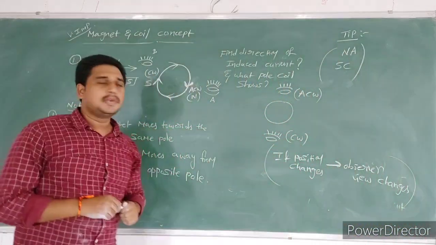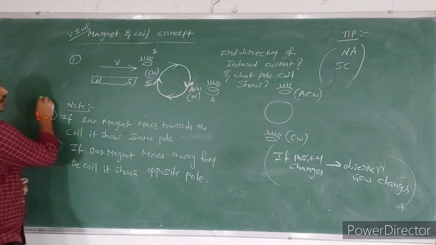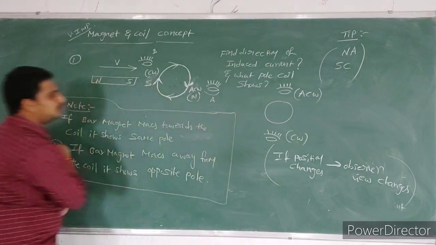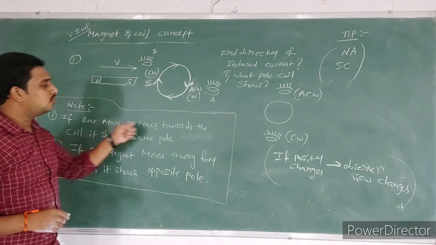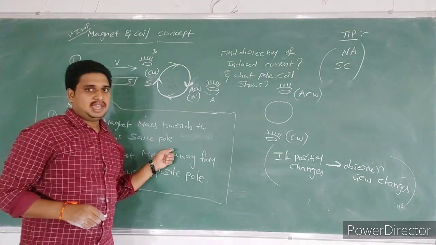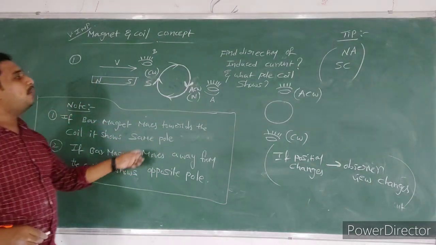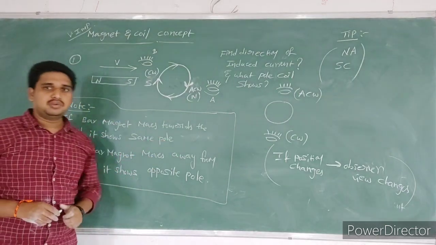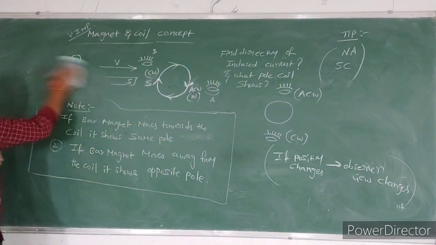Clear? Right. If you know these two key points, then you will get a clear idea about this topic. What is the first key point? If the bar magnet moves towards the coil, it shows the same pole. If the bar magnet moves away from the coil, it shows the opposite pole. Now I will give one more question based upon this concept, and then you will get a clear idea.